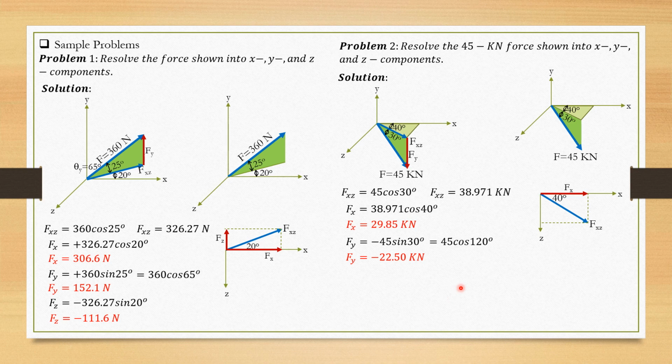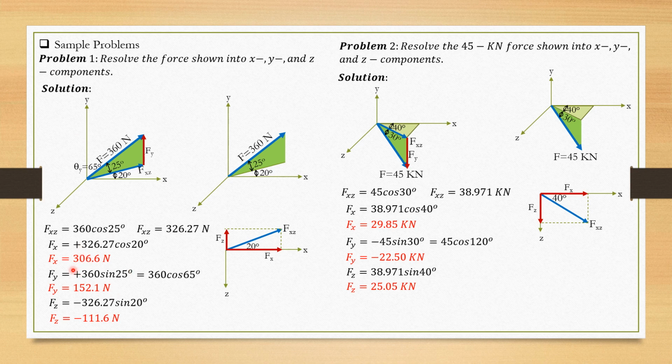Then having known Fy, we can now compute Fz, which is positive. This is the z component. And in this right triangle, it is the opposite to 40 degrees. So it is positive. So it is Fxz, 38.971 times sine of 40, because it is opposite. So Fz is 38.971 times sine of 40 degrees. So Fz is equal to 25.05 kilonewtons. So that's it. So actually, we can check our work from example 1.